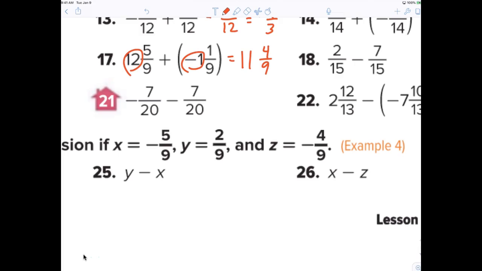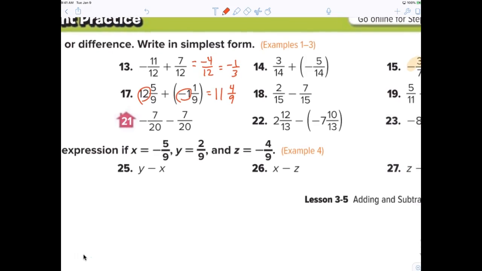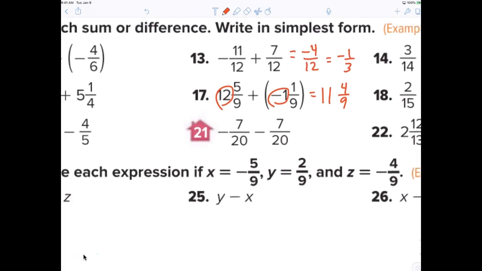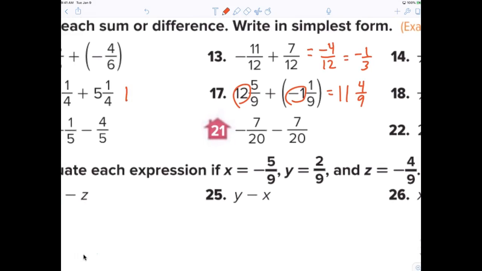All right, double check yourself, please. I'm not sure what you're having trouble with now. 12 minus 1 is what? 11. 5 minus 1. Oh, the plus goes away? Well, because it's a negative. Yeah, you really don't need it. That's why I don't like writing the double signs. You should be able to just write that's 12 and 5/9 minus 1 and 1/9. That's all that is. Okay?